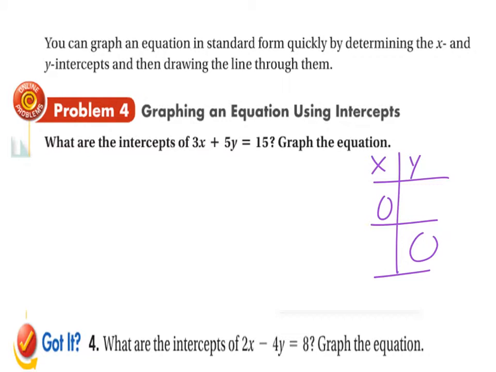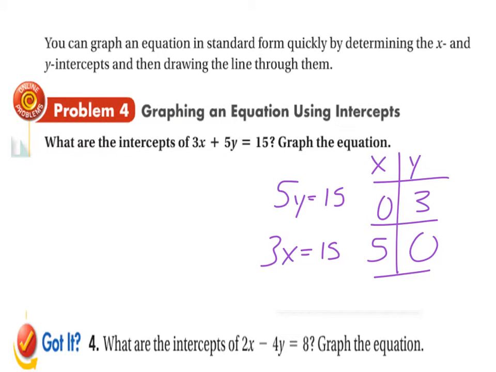So if I plug a 0 in for x, then the 3 times 0 would be gone, and we would just have 5y equals 15. And this works out well because then you divide by 5, and you find out that y is 3. Likewise, if y is 0, then the 5 times 0 is gone. We just have 3x equals 15. Divide by the 3, we get x equals 5.